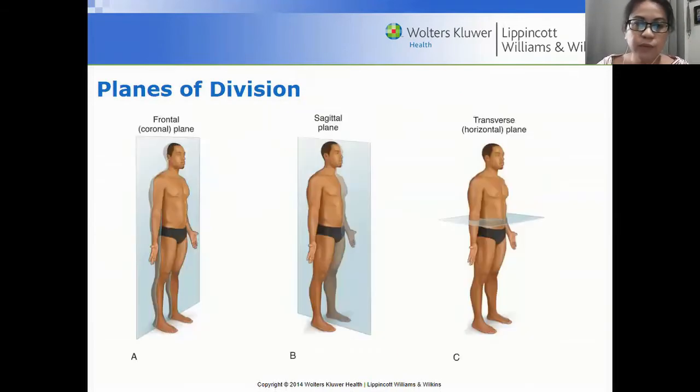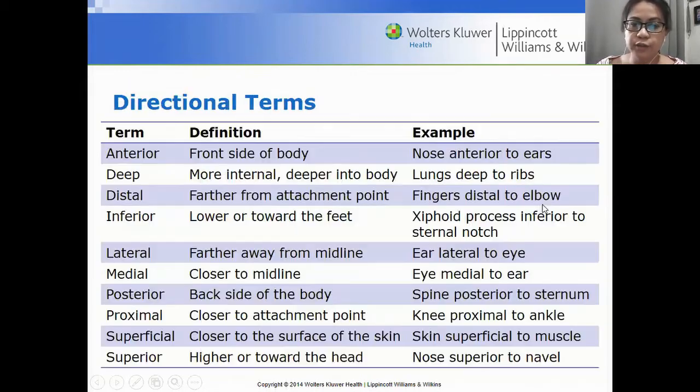Moving forward, these are the planes of division, pictures A, B, and C. The frontal or coronal plane is the frontal part of our body. Then the division into halves is the sagittal plane, which is the second one. And the third one is the transverse or horizontal plane, which divides the body into superior and inferior, or the upper and the lower portion.